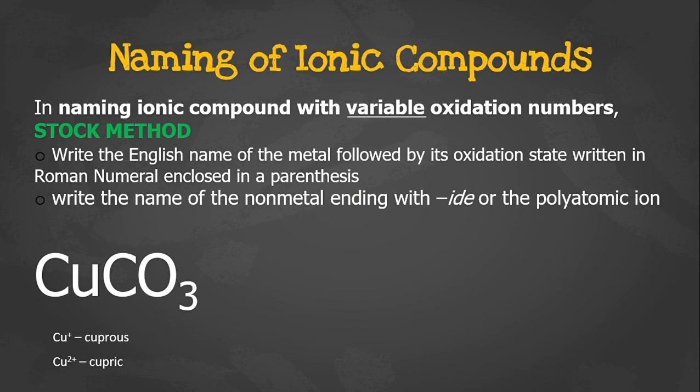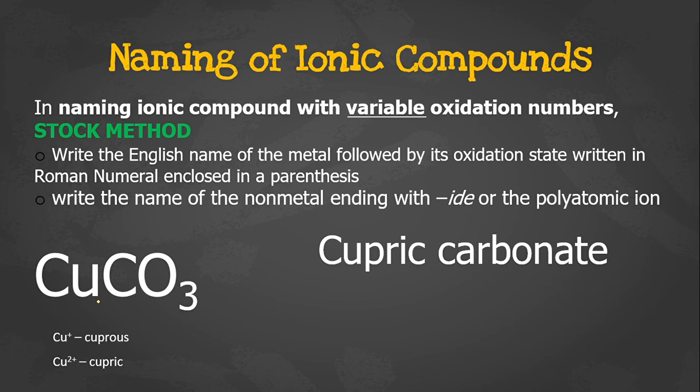Okay, that's it, we are done with the traditional method. Now, let's move on to the stock method. For the stock method, it is actually easier than the traditional method. What we will do is write the English name of the metal followed by its oxidation state written in Roman numeral enclosed in parentheses. And then you write the name of the non-metal ending with IDE or the name of the polyatomic ion. For example, the last one we did earlier, this is cupric carbonate, right?